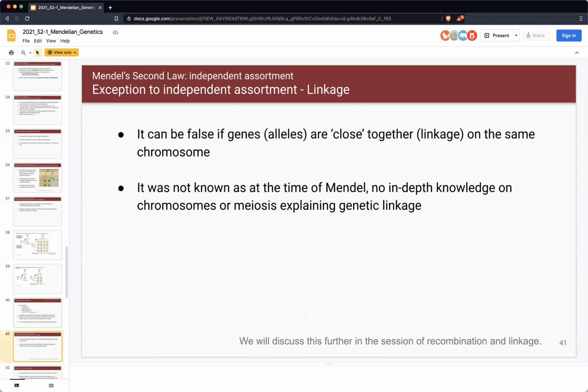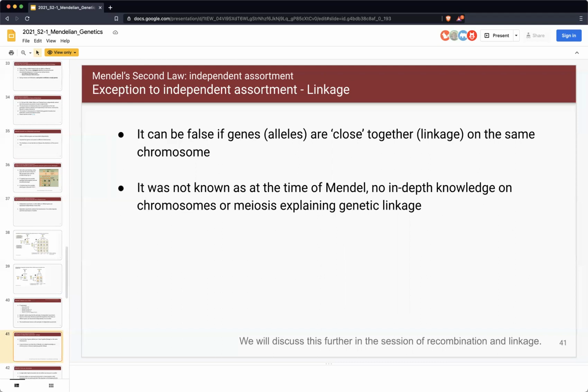Okay, but later we now know that this independent assortment has exceptions. So independent assortment is actually working, but in some situations it has a few exceptions. And now we know that this is linkage, right? Some of the alleles or some of the Mendelian factors are closely linked to each other on the same chromosome, right? In that case, these traits could have a different ratio from what Mendel got at the time.